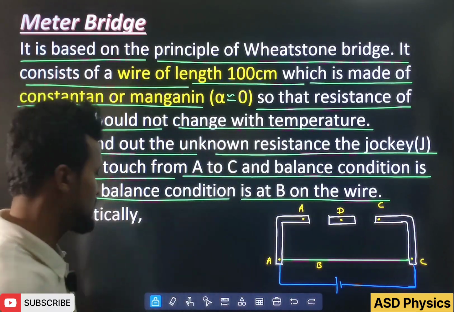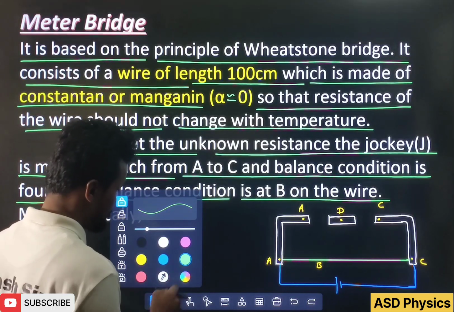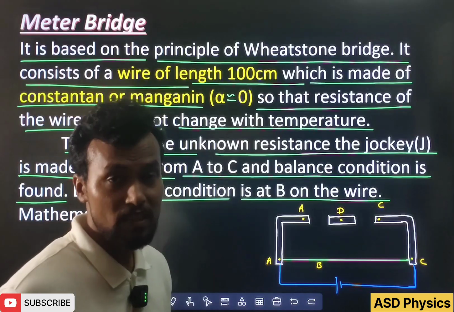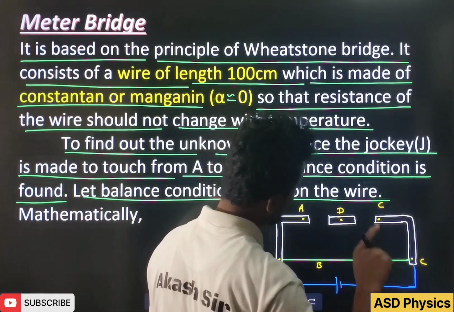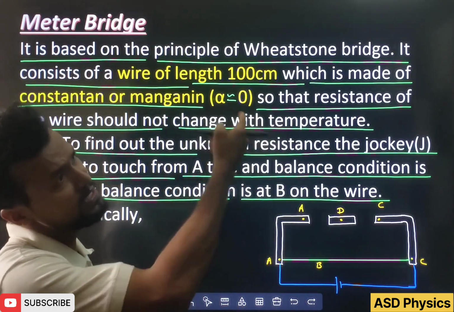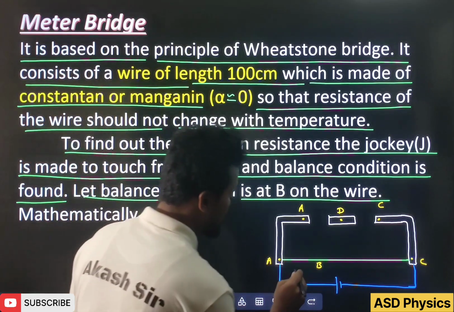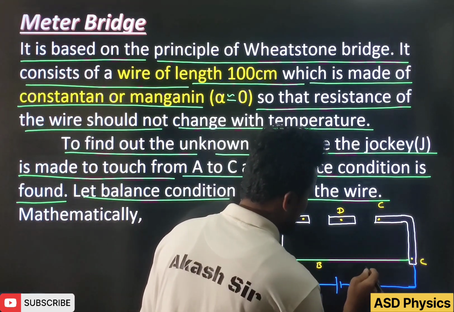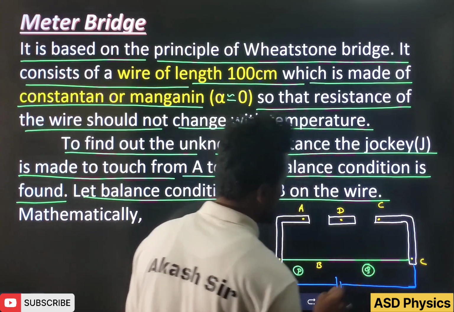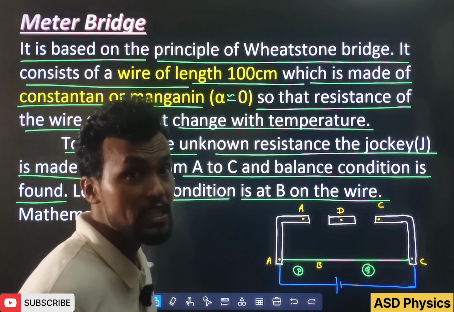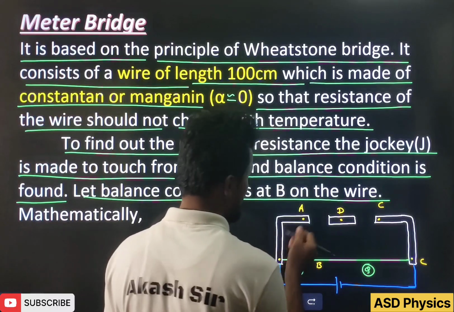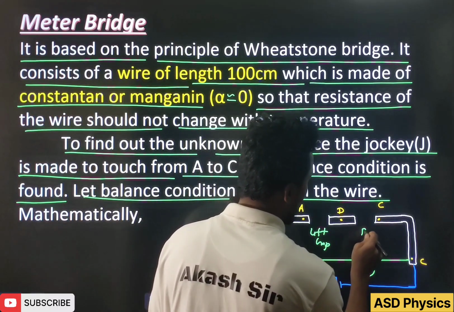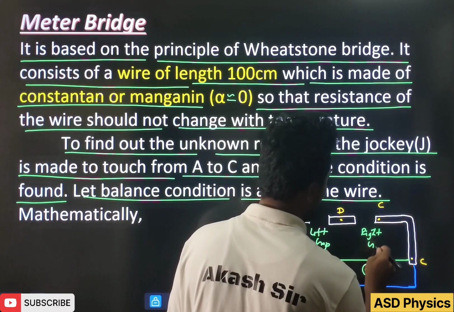So this is the meter bridge, which looks like this. This is the wire AC of 1 meter length. If you compare with the previous Wheatstone bridge, between A and B, P was connected, the resistance was P. B to C, Q was connected. And A to D, R was connected. This is called the left gap, and this is called the right gap.